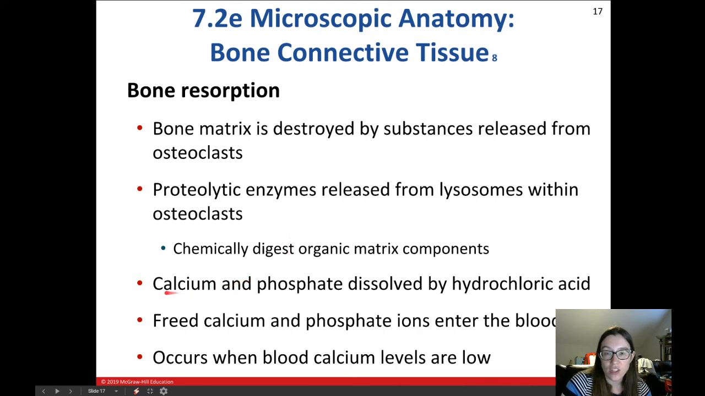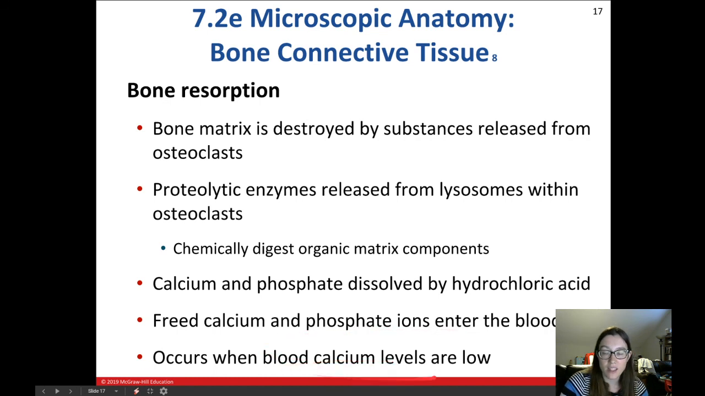But it's not actually going to hurt the calcium and phosphate ions. The calcium and phosphate are going to be broken apart by hydrochloric acid. That hydrochloric acid is going to dissolve it and break it apart. So it's not calcified anymore, but that frees the calcium and phosphate ions in order to enter the blood. So it doesn't destroy the calcium and phosphate ions. It just breaks up that calcification and then frees those ions to enter the blood.